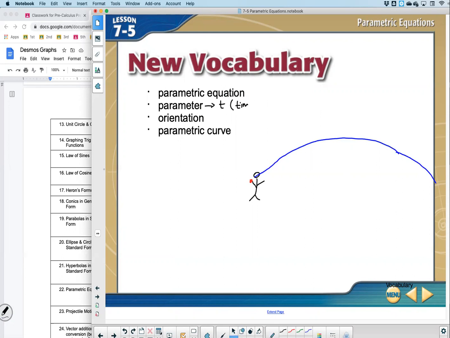It doesn't have to be a time. It could be a theta. Why am I writing out theta? Let me give you a symbol. It could be a theta for like an angle, but typically it's going to be t for time.